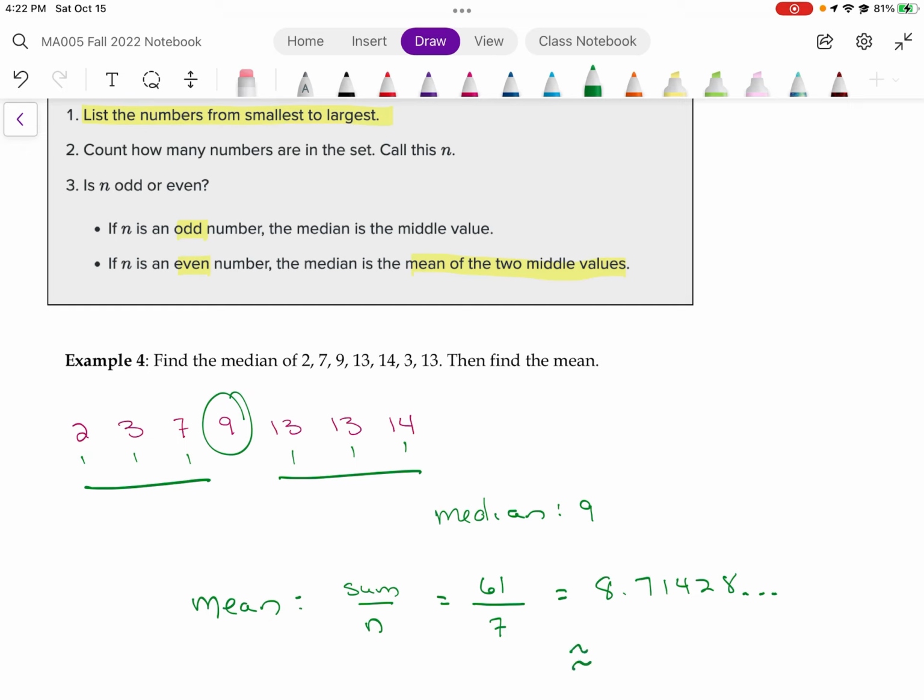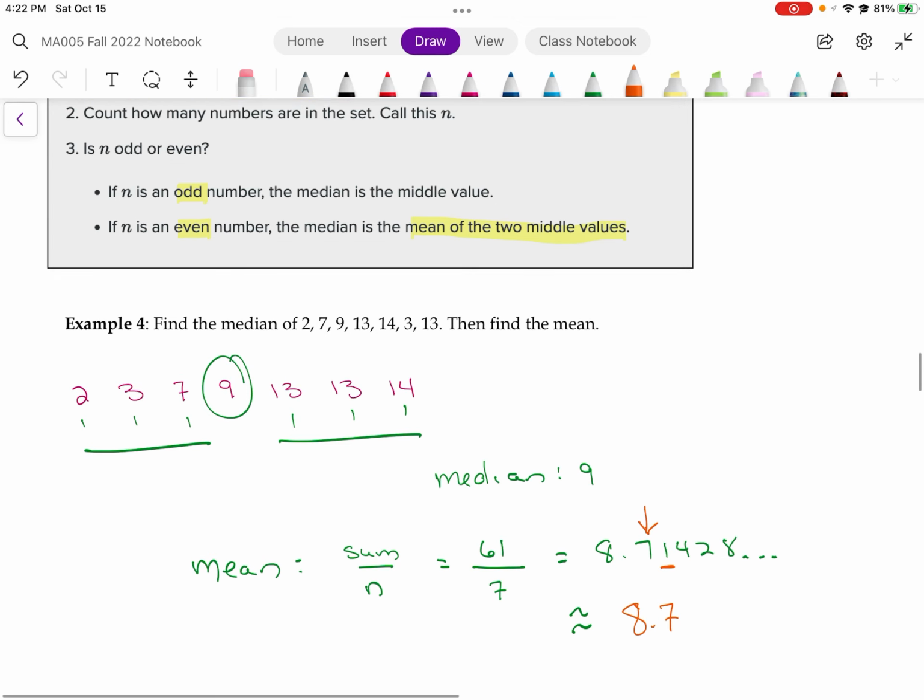All right, so all of those numbers are to the ones place. That means we need to take this to the tenths place. So what is the 1 going to do to the 7? You're going to get 8.7. It's not going to round up to an 8. Okay, so the mean is 8.7. The median was 9, which are very close.